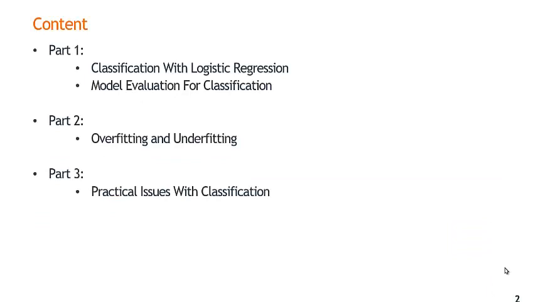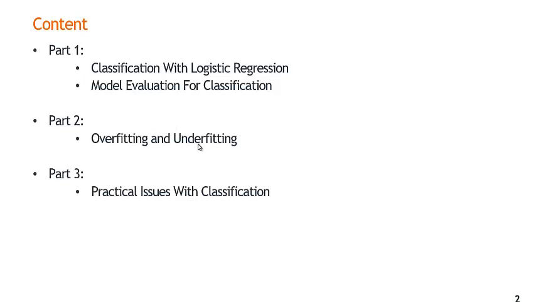So here is an outline of the next several lectures. We begin by introducing the classification problem and how logistic regression can be used to solve it. Then we have model evaluation. You may remember we had model evaluation for linear regression as well. You need some method to know how well your algorithm or technique is working to accomplish the task that you want. Part 2 talks about overfitting and underfitting.